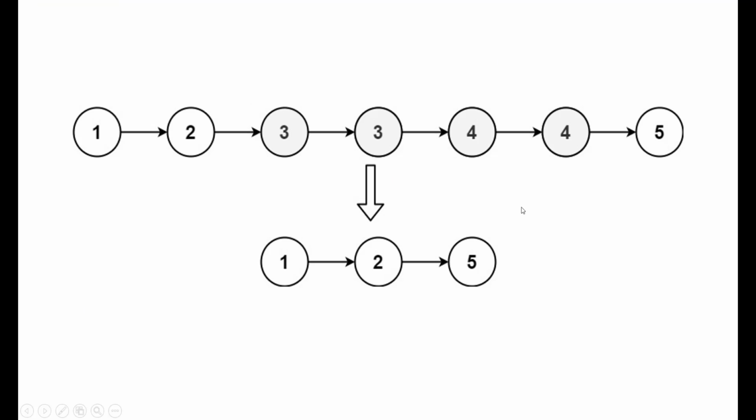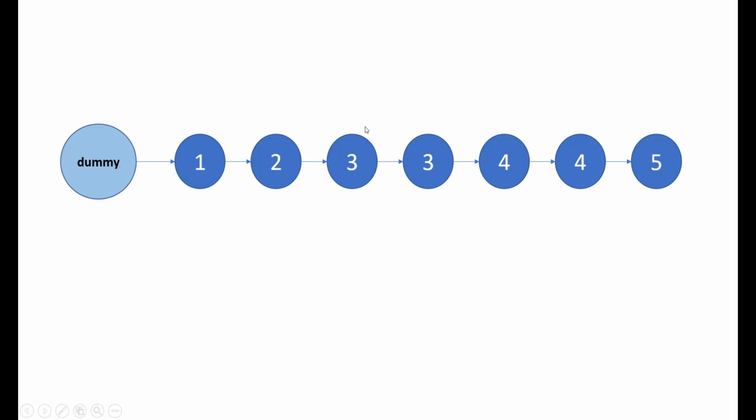Let's take the first example and try to derive a solution out of it. So this is the given input list and this would be the output that eliminates the 3 and 4 nodes. So now what we do is we take a dummy node or a sentinel node and then point the next of dummy to the head of the list that we are given.